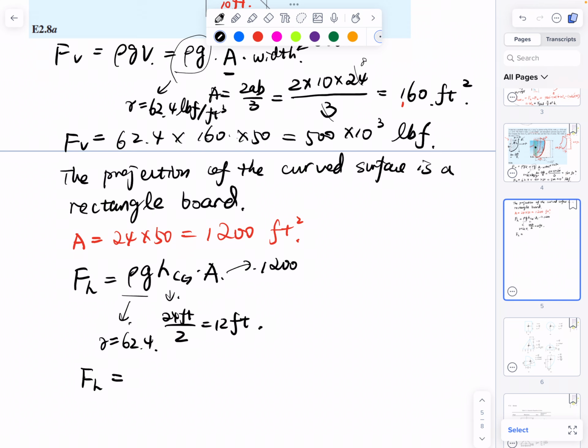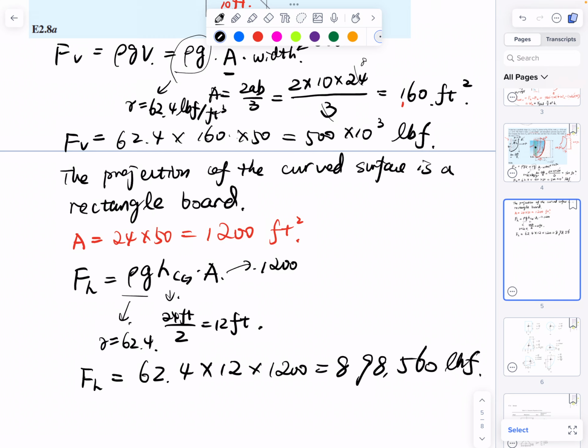So that lets us calculate FH equals 62.4 multiplied by 12 multiplied by 1,200, and the answer I have is 898,560 pound force. It's quite a large number, but it's comparable with the vertical force that we calculated before.